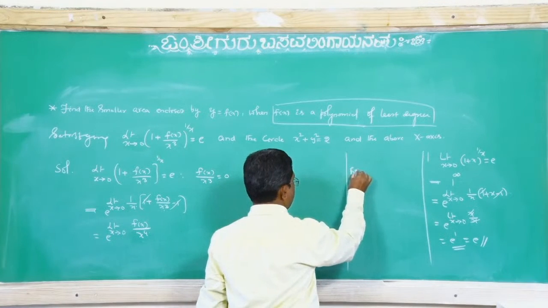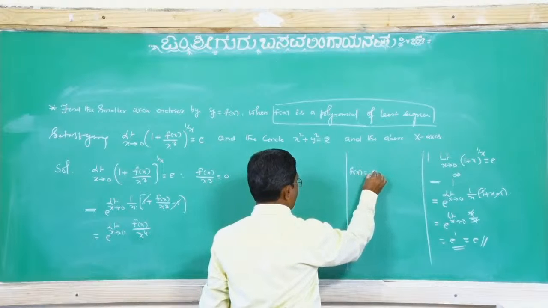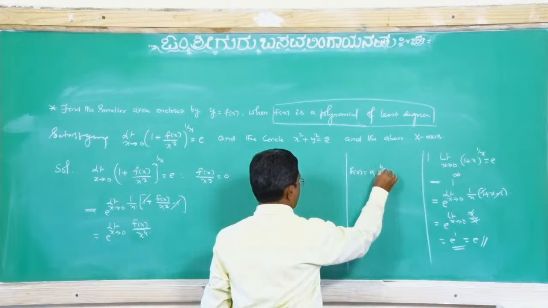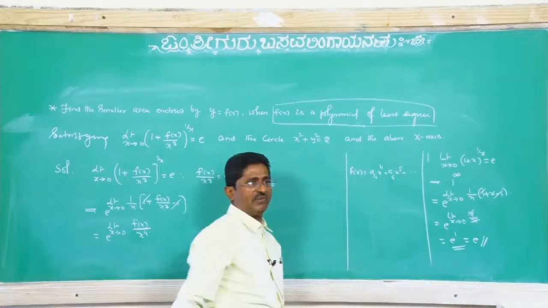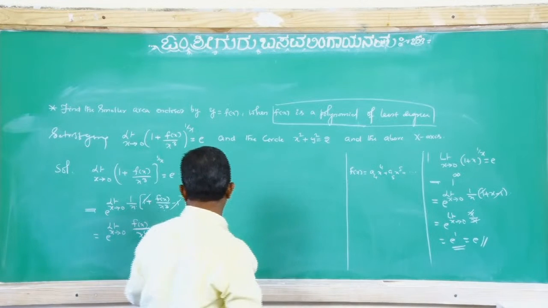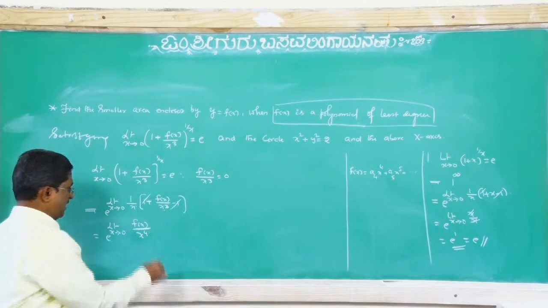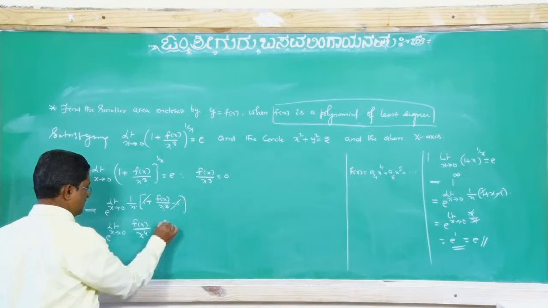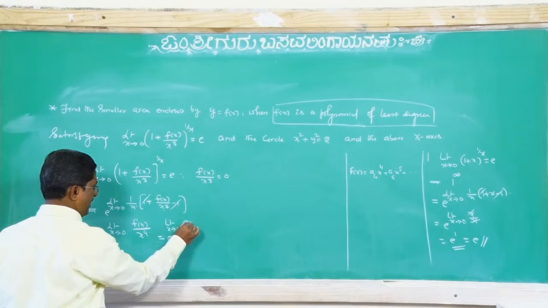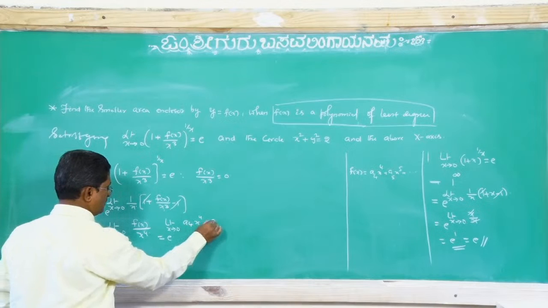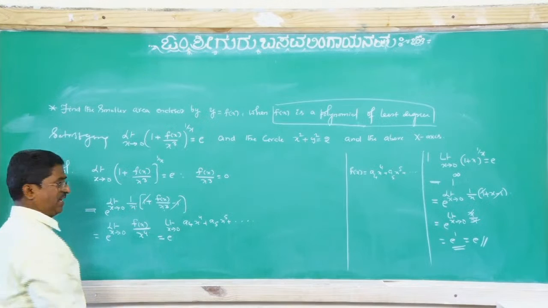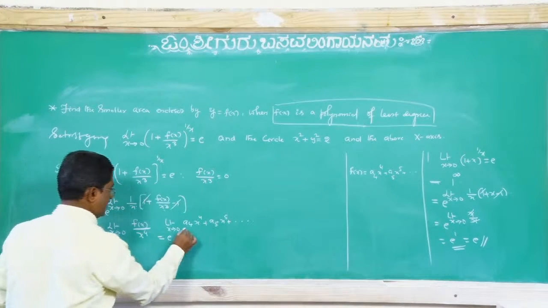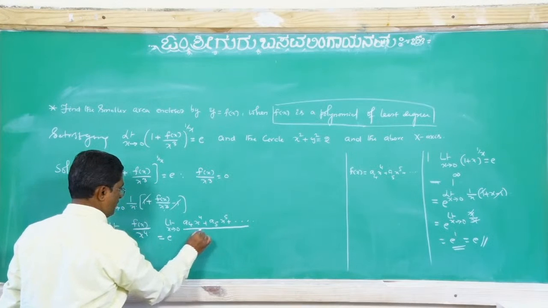f of x is called the minimum degree polynomial, which means I write a4 into x to the power of 4 and a5 into x to the power of 5, and so on. This is what we call f of x. Now putting the value here, substituting, this function becomes e to the power of limit as x tends to 0. Replacing f of x, I write a4 x power 4, a5 x to the power of 5, and the process continues with several polynomial terms, divided by x to the power of 4.